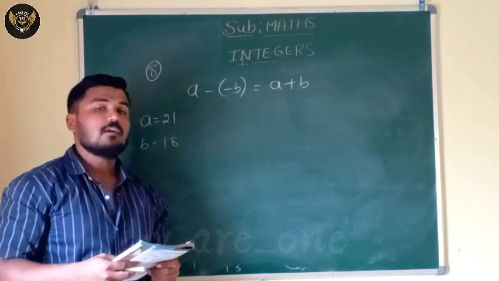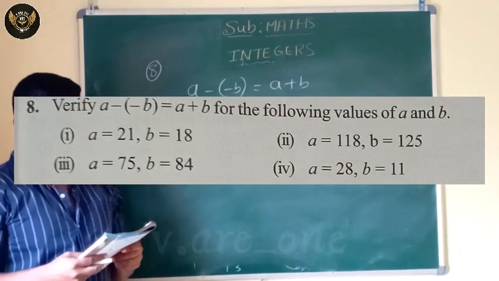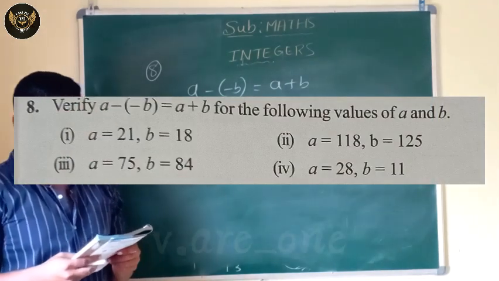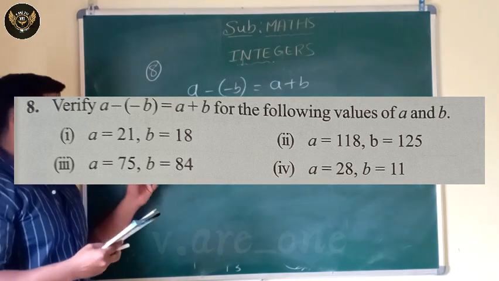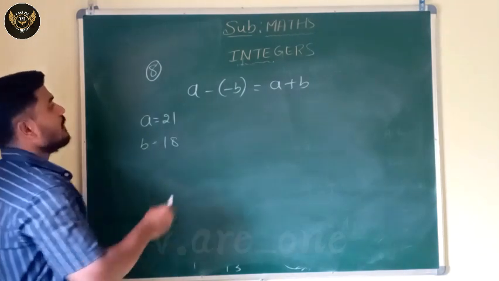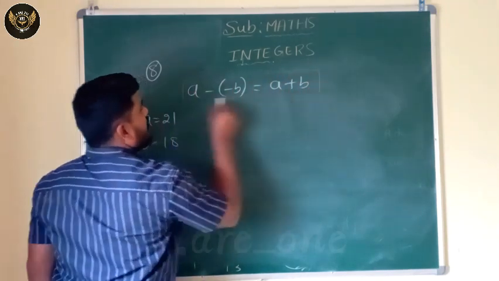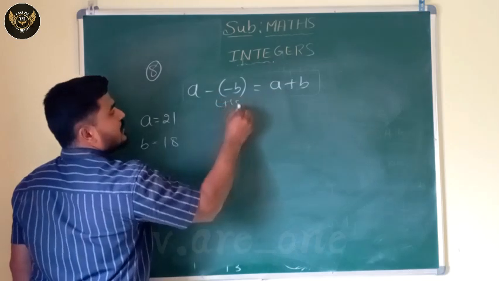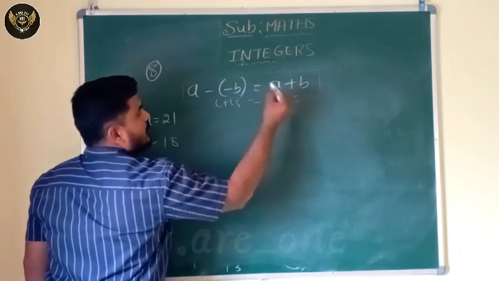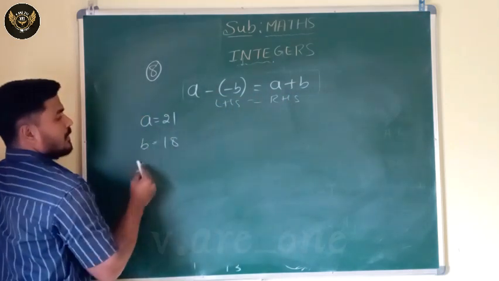Next, question number 8. Verify a minus of minus b equals a plus b for the following values of a and b. First question, a is 21, b is 18. So we have to verify the equation. The equation they gave is a minus of minus b equals a plus b. We have to prove that LHS equals RHS with the given values of a as 21, b as 18.